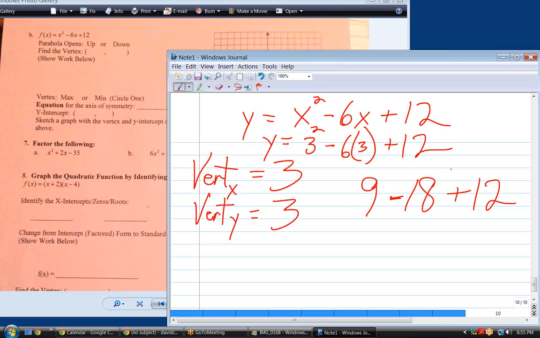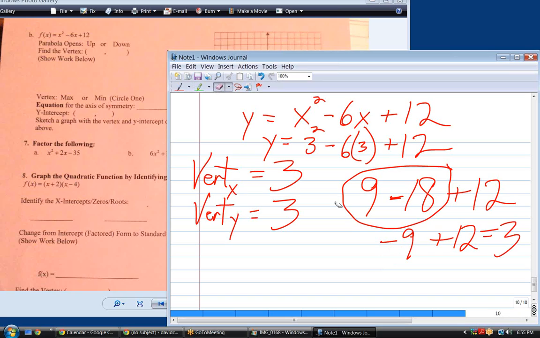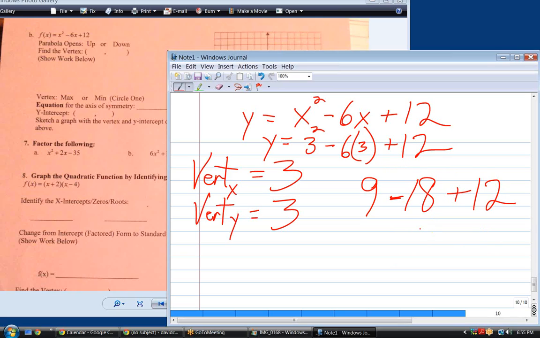If you do it piece by piece and you do this step first, that's minus 9 plus 12, still gives me 3, but it forced me to deal with this negative 9. And by doing it out of order, I can avoid dealing with that negative 9. In other words, if I add all my positive numbers together and then subtract my only negative number, I don't have to ever deal with a negative number. It's 21 minus 18, and that's 3. So my vertex is 3, 3.